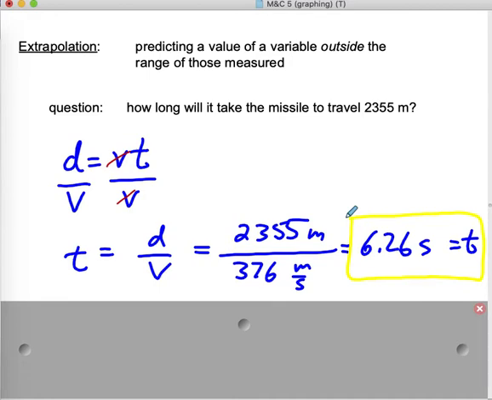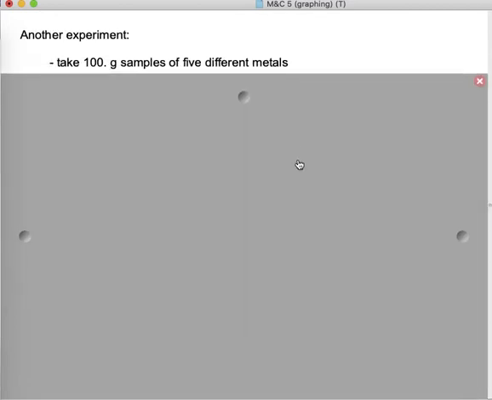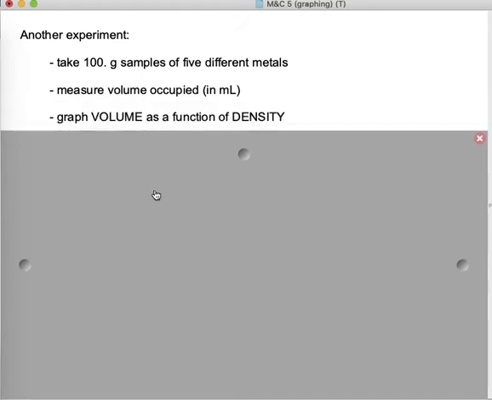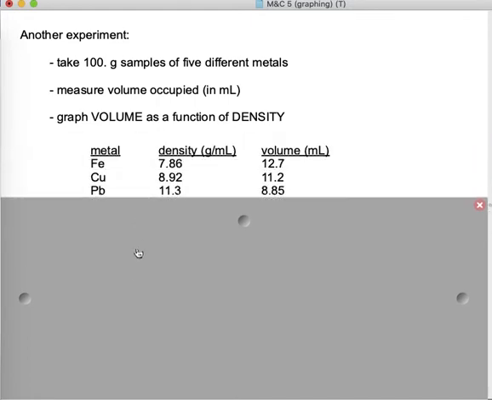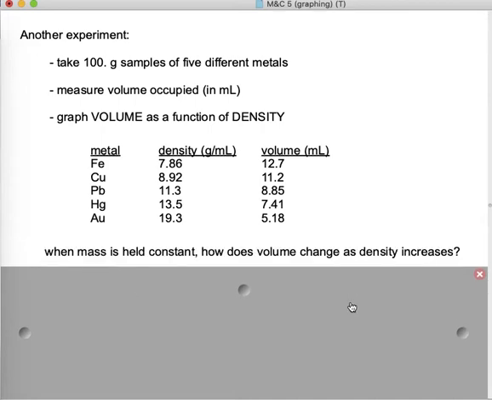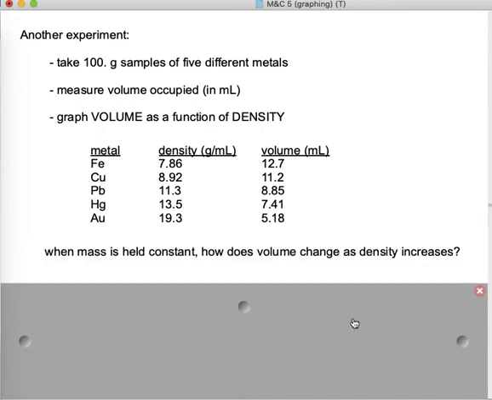Okay. Let's take another example. Here's an experiment. I take 100 gram samples of 5 different metals. I measure the volume that each 100 gram sample occupies in milliliters, and I graph volume as a function of density. So the metals I chose are iron, copper, lead, mercury, and gold. And the question is, when mass is held constant, how does the volume change as the density increases?